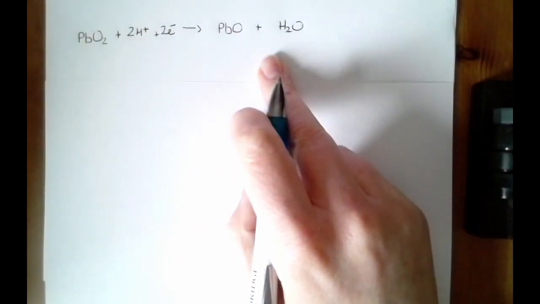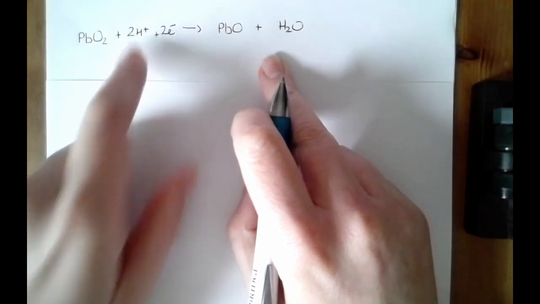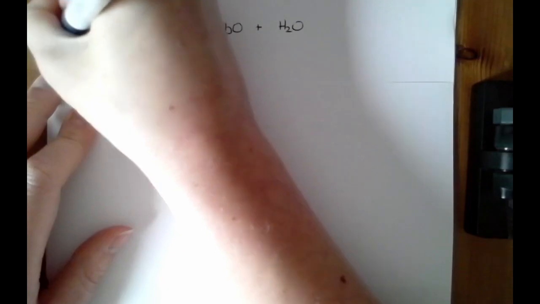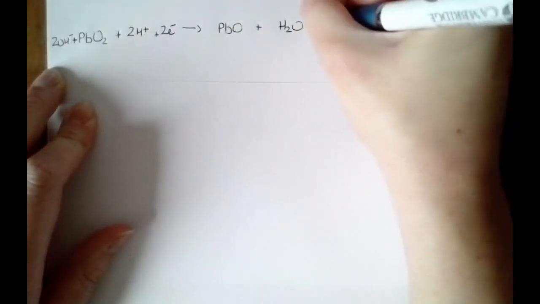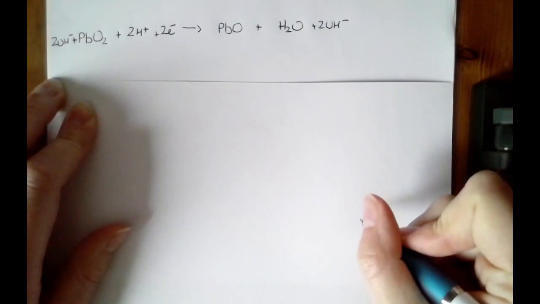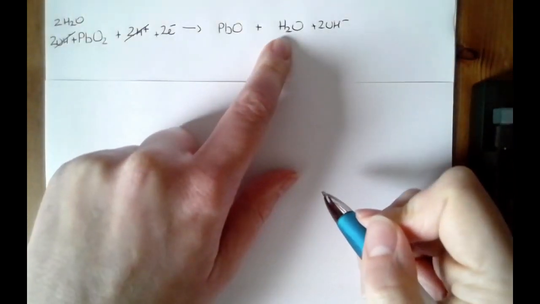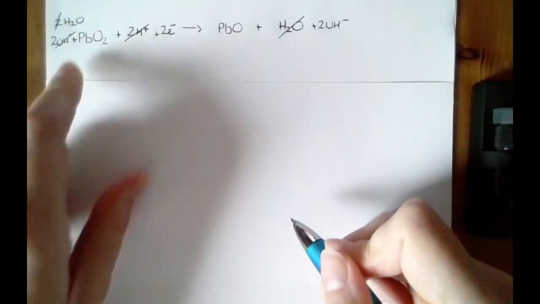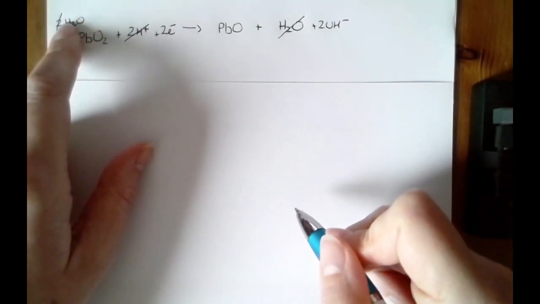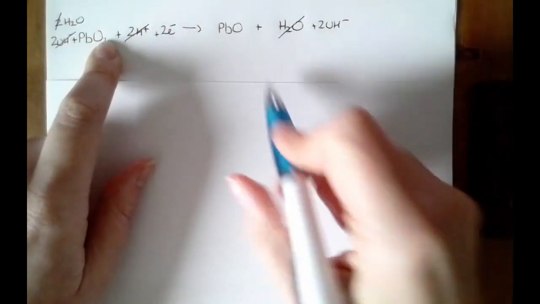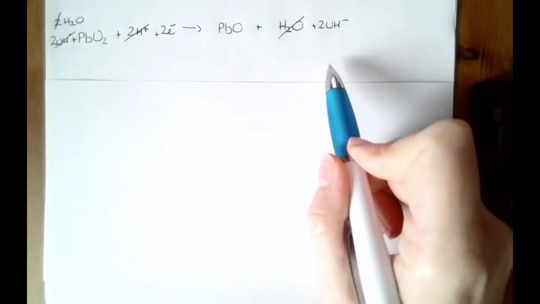Because this is under alkaline conditions, everywhere I add H+, I also need to add OH-. So I'm going to have two OH- ions on the left-hand side, and that means I also need to add two OH- ions on the right-hand side. Again, the two OH- and the two H+, they're going to combine together to give me 2 moles of H2O. And you can see I've got 1 mole of H2O on the right hand side. That will then cancel with that mole of H2O to give me 1 mole of H2O on the left, my 2 electrons, my PbO2, and then my PbO and 2 OH- on the right.